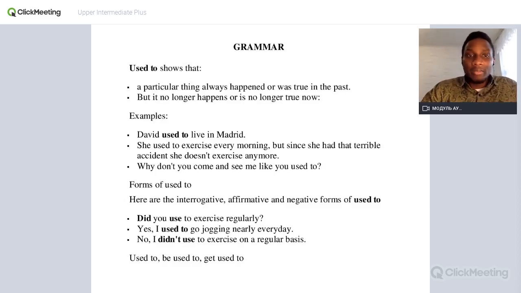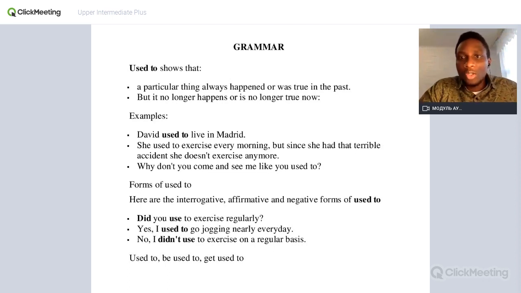"David used to live in Madrid." "She used to exercise every morning, but since she had that terrible accident, she doesn't exercise anymore." So that's still talking about "used to". And when you want to ask questions, as you can see, you always construct your questions with "Did you used to exercise regularly?" And then say, "Yes, I used to go jogging nearly every day." Then the negative is, "No, I didn't used to exercise on a regular basis."